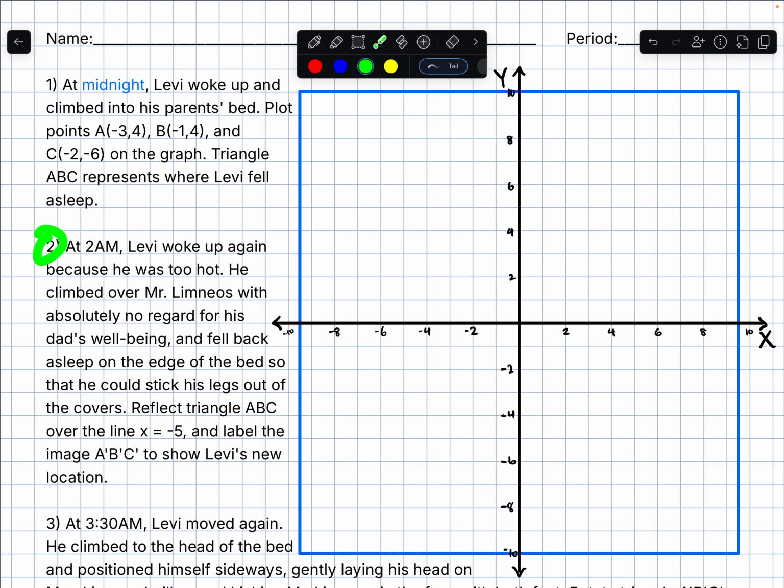For number 2, we're going to draw a second triangle A prime, B prime, C prime, and this triangle is going to be the result of reflecting the triangle from number 1 over the line x equals -5. So find -5 on the x-axis. If it's x equals a number, remember that's going to be a completely vertical line, and we'll take the first triangle and reflect it over to get the next triangle.